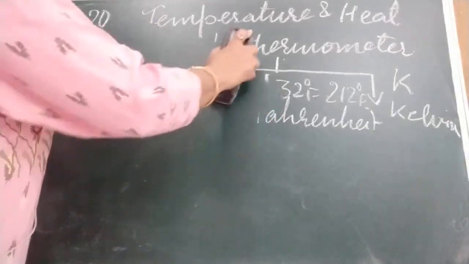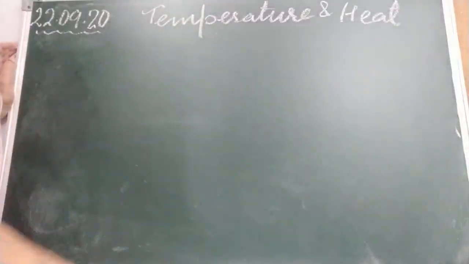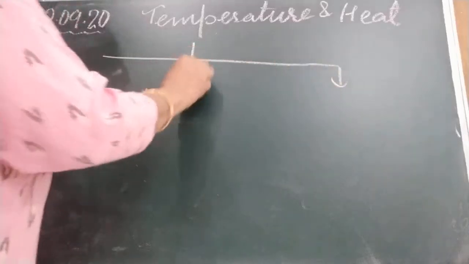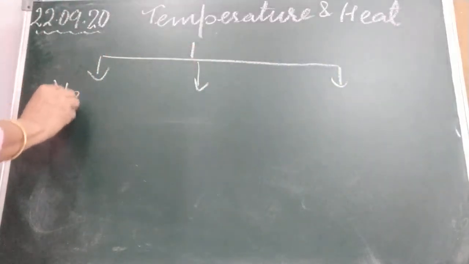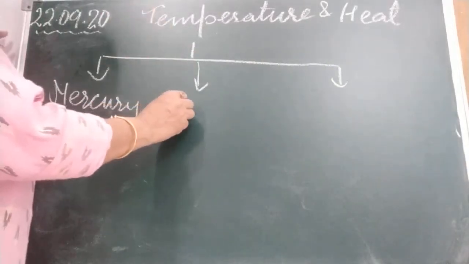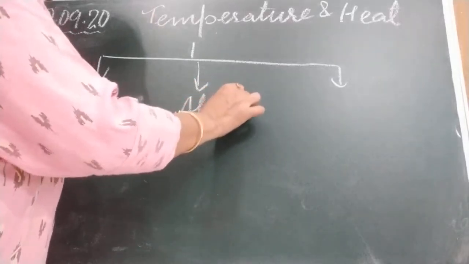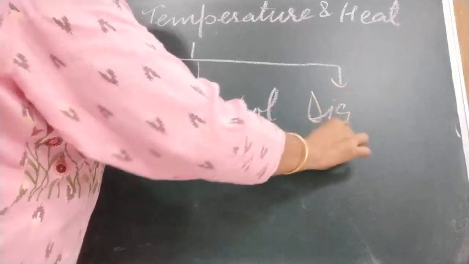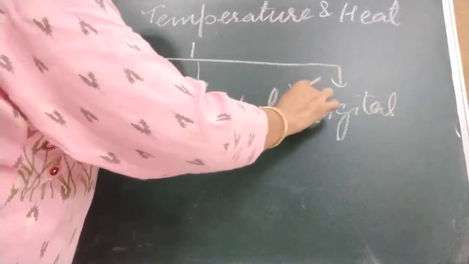Temperature we measure by thermometer. We know there are three types of thermometer. First is the mercury thermometer. All of you know about the mercury thermometer. Then second is the alcohol thermometer, and third is digital. Nowadays we use the digital thermometer.